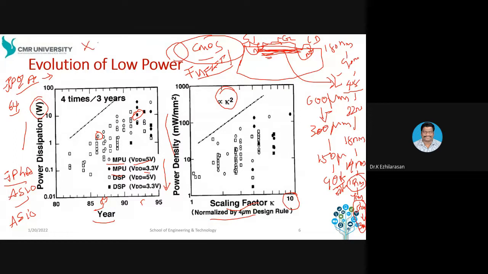Xilinx initially gave the Spartan devices, which you might have used in the lab. Presently we have Virtex devices. Altera and other companies also have FPGAs. Ready-made means, in one simple concept, that we have a ready-made IC, that is the FPGA.